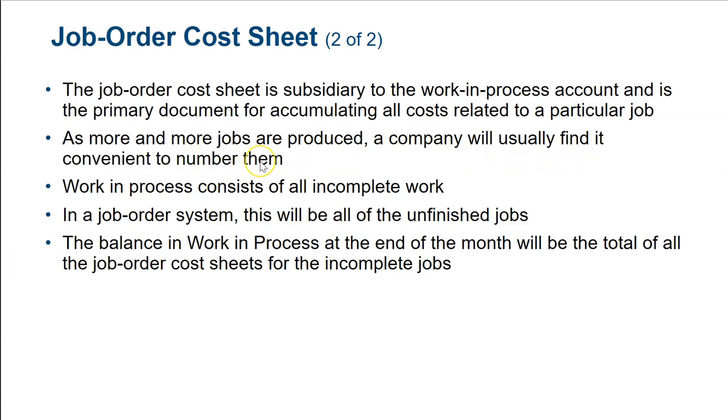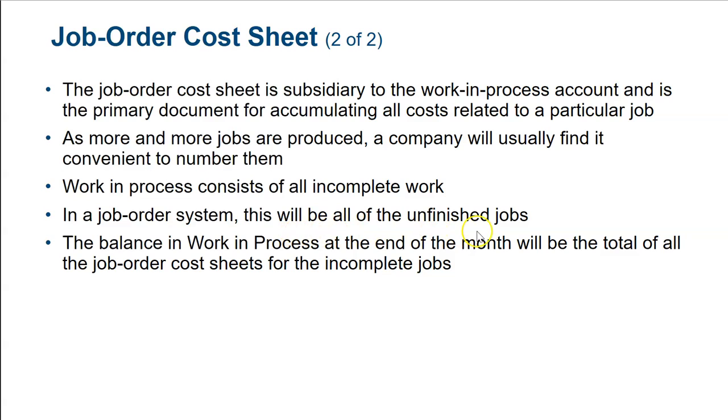Okay? So the more and more jobs that are produced, a company will usually find it convenient to number these jobs. In the example that we looked at, it was not numbered. It was just simply labeled backpacks. If we have one or two things that we're working on at a time, that's probably okay. But if we have a large number of jobs that we are trying to complete at any moment in time, we definitely need something more than just labeling them as backpacks. We already said that work in process consists of all incomplete work. That's okay. We could say it again.